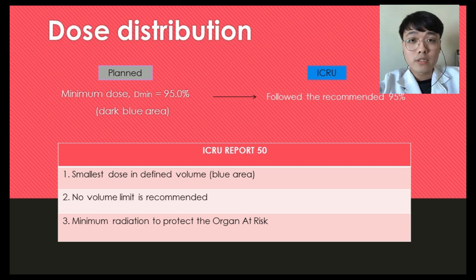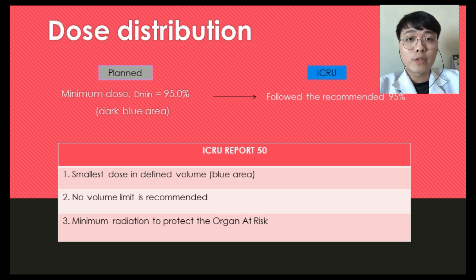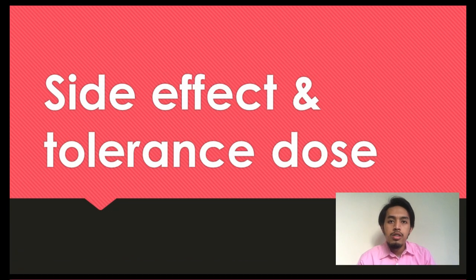If the dose is too low, it may cause dose inhomogeneity within the tumor volume. ICRU report 50 also stated that no volume limit is recommended for minimum dose, as it can reduce the radiation to organ at risk. The larger the volume of minimum dose to organ at risk, the better the organ at risk is protected from the radiation. The following aspect that I will present is about the side effect.